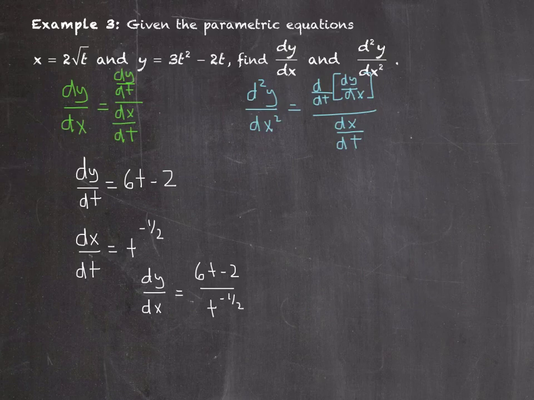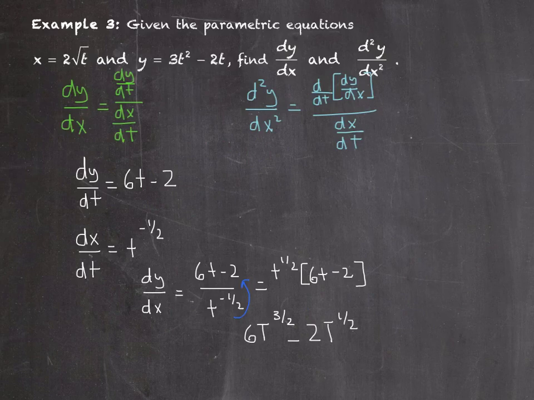And of course we know that we can move that up to the top. So we're going to move this guy up there, and that's going to give us t, so we'll just say that equals t to the 1/2 times 6t minus 2. And then you're going to distribute the t to the 1/2 in there, and your final answer is going to be 6t to the 3/2 minus 2t to the 1/2 power. And that is your dy dx for parametrics.